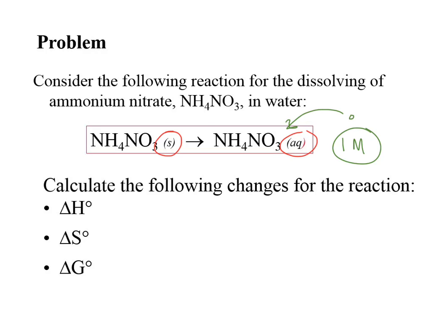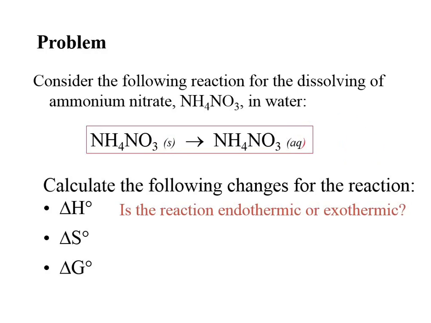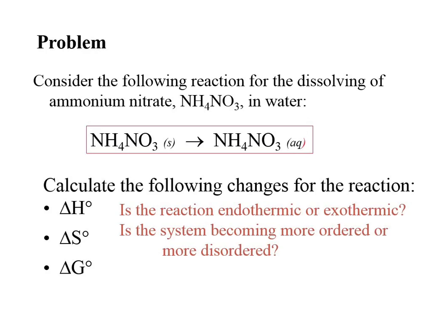We're going to come up with enthalpy change, delta H. If it's positive, we know it's endothermic. If it's negative, it's exothermic, which favors spontaneity. We're going to come up with an entropy term, delta S, for this process. If delta S is negative, it's becoming more ordered. If delta S is positive, it's becoming more disordered, and it favors spontaneity.